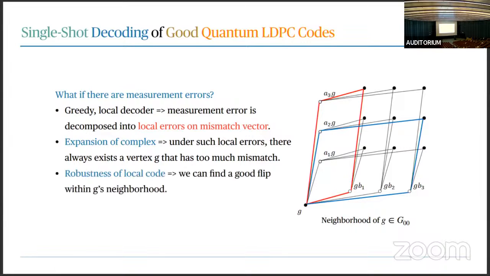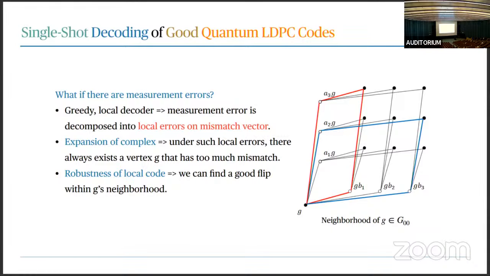And you use the robustness of the local codes again, this is a very nice property, to say that even though the local mismatch that I see at each vertex is erroneous, I can still find a flip that will reduce the weight of the mismatch, even though it wouldn't be correcting as it does in the noiseless setting when your syndrome is completely correct.